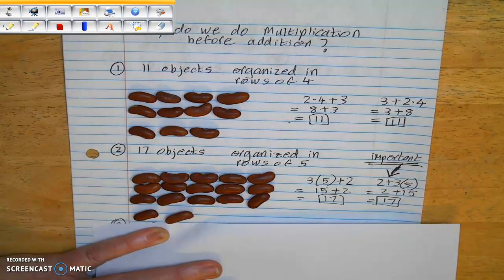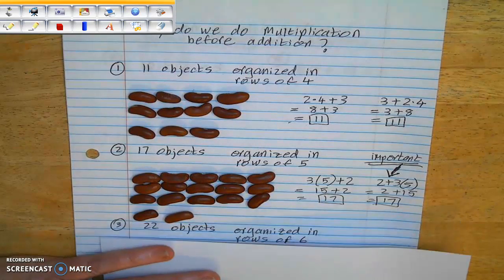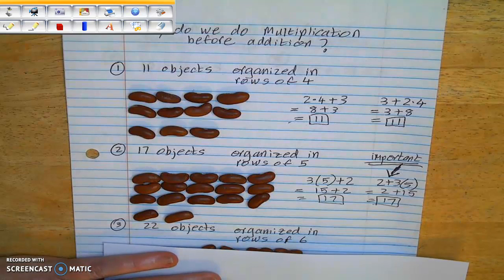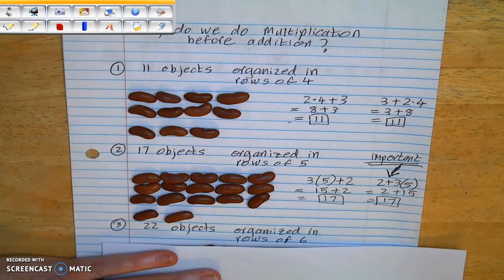All right, third problem. This is the last one we're going to do with your collection. I want you to get 22 objects, and I want you to organize them in rows of 6. So as many rows of 6 as you can make, and then whatever is left over. Pause the video while you do that.